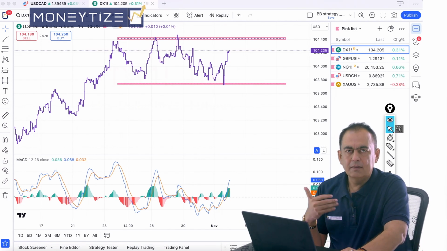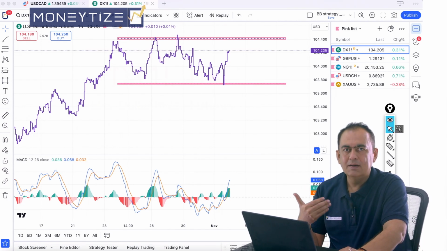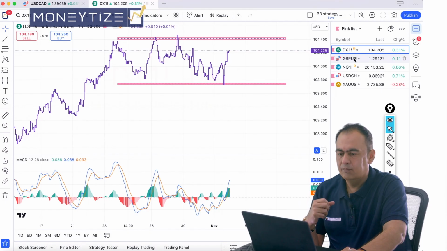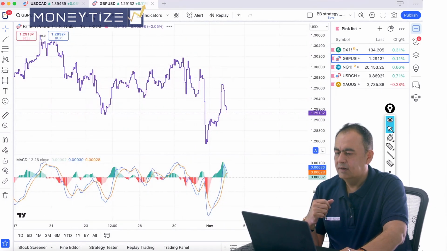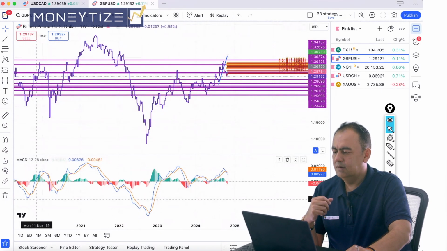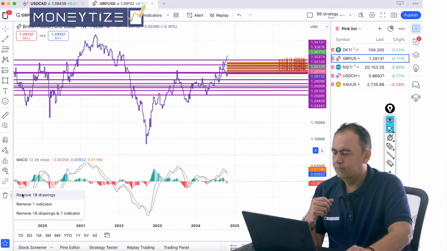So I believe that pound will remain weaker until the interest rate announcement is done, and the technical setup is also validating the same point of view. Now here I'll start from weekly. In fact, I'll clean up my chart.